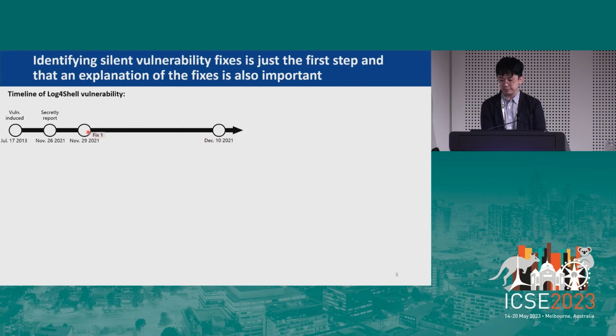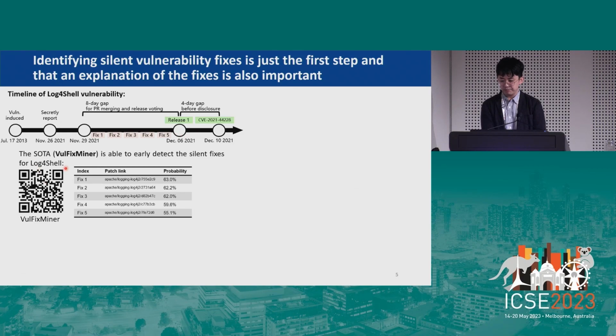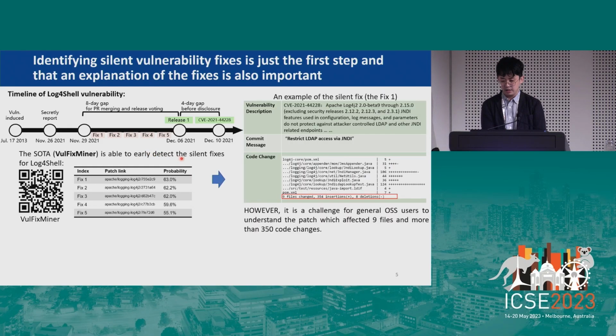By checking their code base, we observed that the first fix was publicly available on November 29 already. And by December 6, there were already 5 fixes. With a simulation using VulFixMiner, we found that all 5 fixes can be detected with a good probability. However, OSS users may still ignore the alert due to the silent attribute of the fix. This is more detail of the first fix. As we can see, the commit message is simple, and there are more than 300 lines of code changed, in 9 files.